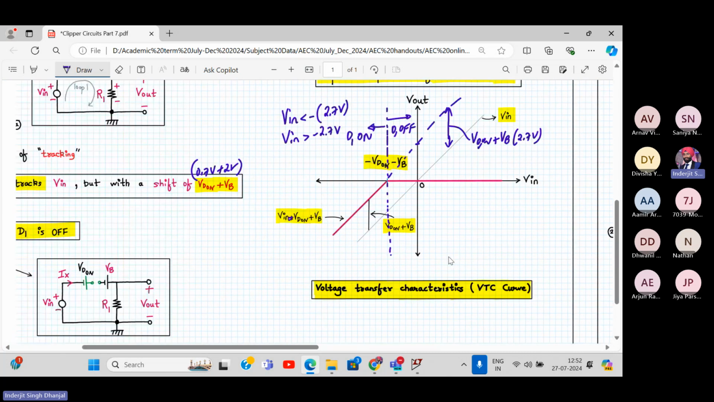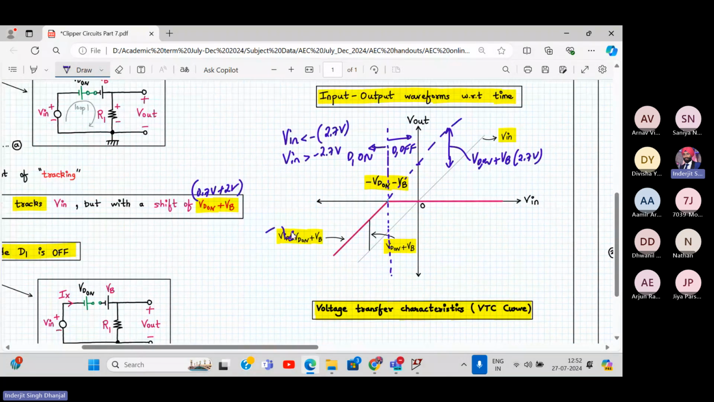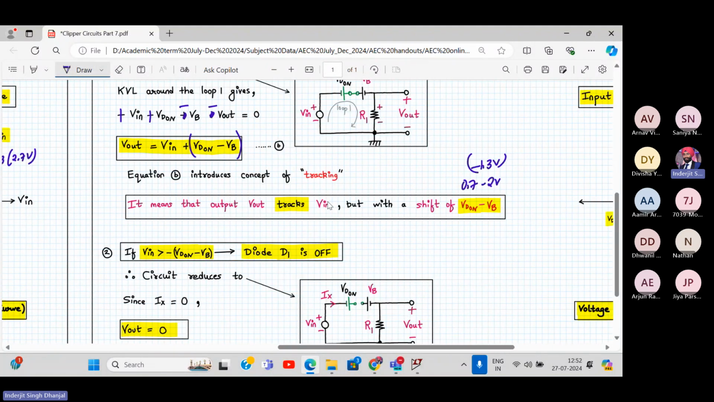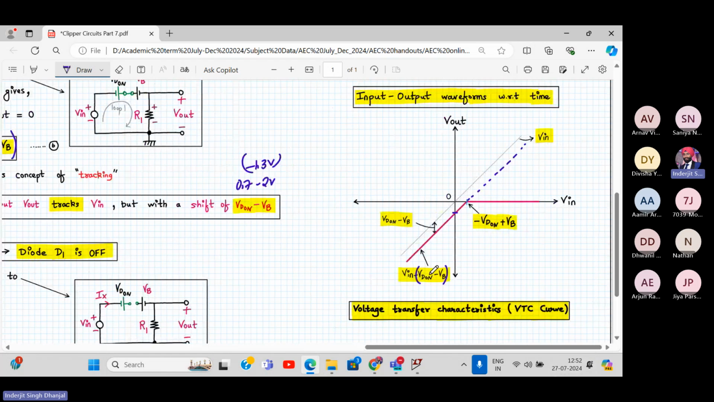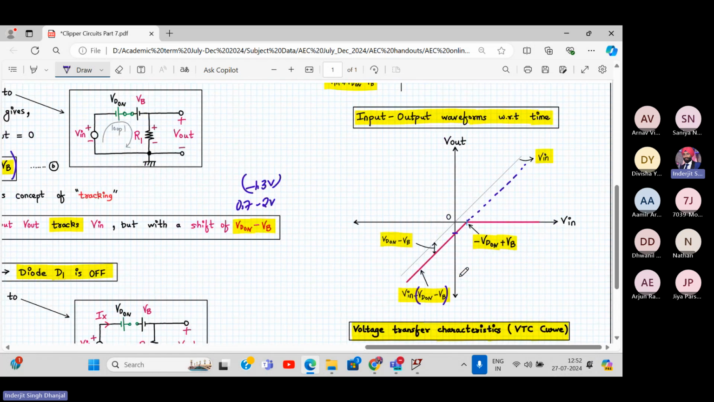I think here it was V in plus VD on plus VB in the earlier case. Here it is V in plus VD on minus VB line. Okay. So this will be the clipping level. Why is it positive? Because we consider VB to be greater. So this is around minus 0.7 plus 2, this will be 1.3. That's why positive. So beyond this, if V in is greater than this, diode D1 is off.